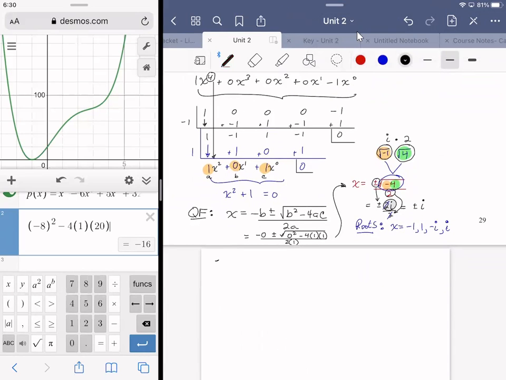So example: find the roots of p of x is equal to -5x to the 6th plus 35x to the 5th minus 95x to the 4th plus 125x cubed minus 80x squared plus 20x.